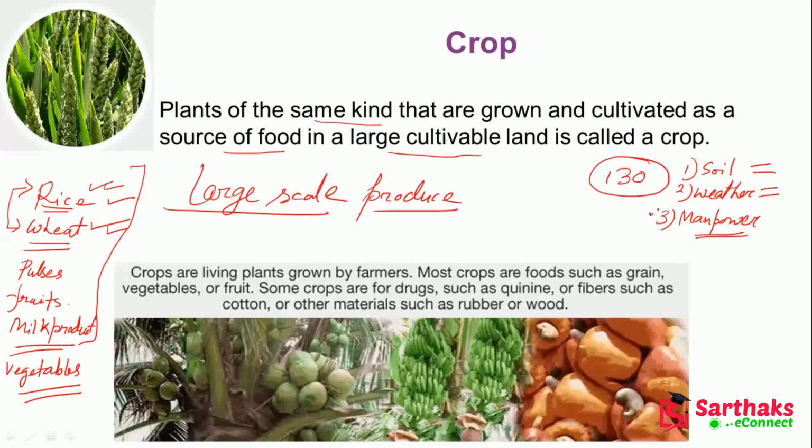Manpower is important, because whenever we select one land for cultivation, we know that unemployment is a big disease in our country. So to obtain employment, all the people will go there and cultivate, but they should know how to cultivate the particular rice or wheat or pulses or fruits, the particular crop, right?